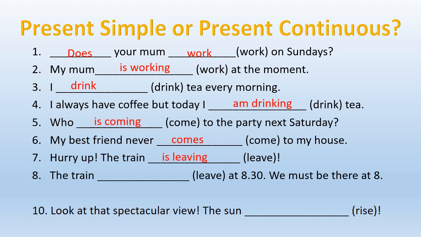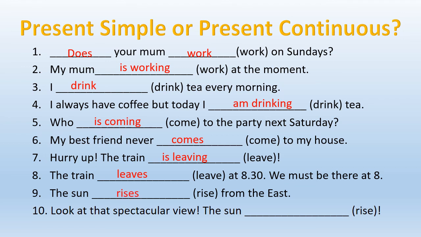The train leaves at 8:30, so we must be there at 8. It's a schedule, it's a timetable. So the train leaves at 8:30. The sun rises from the east, this is a fact. So the sun, yes, fact, rises from the east.